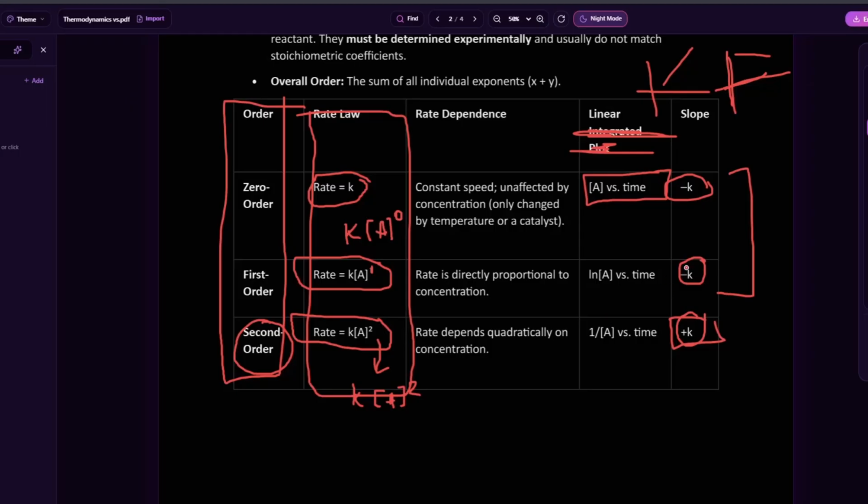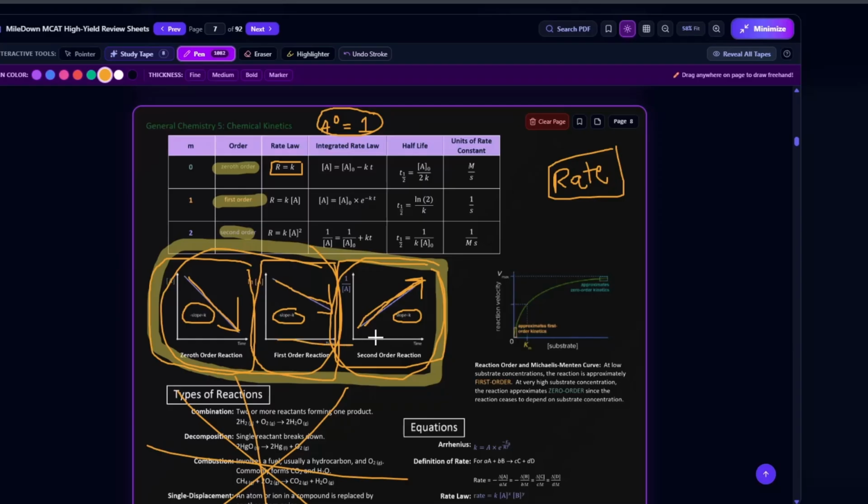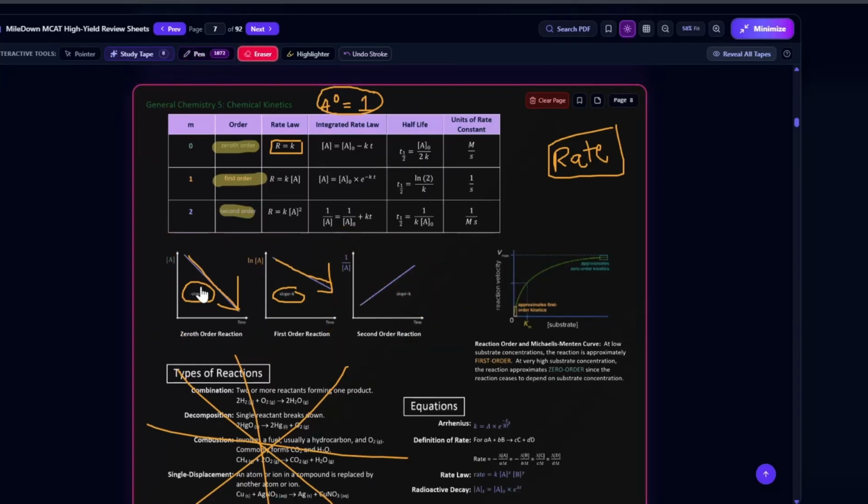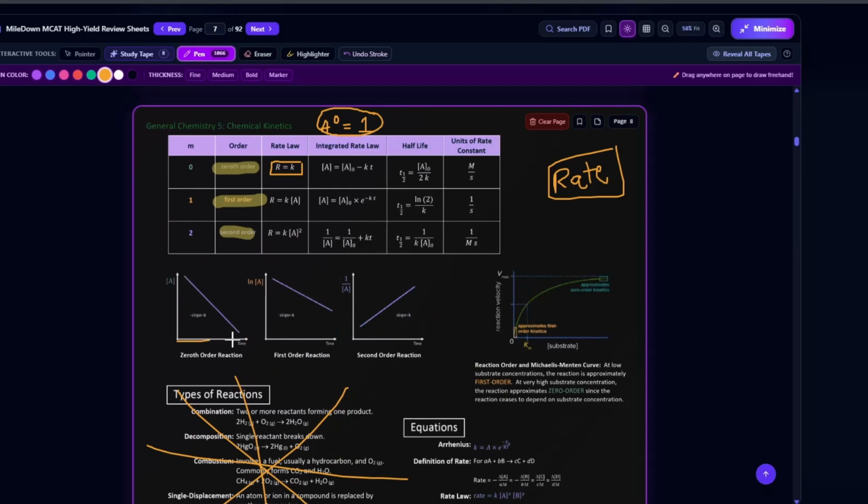All right, and you'll notice on the graph that what they all have in common is that the x-axis is time. If I remove all these bad annotations I just made, this is your x-axis, this is your time, and the y-axis is different for each of them.